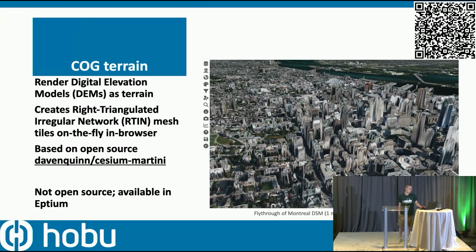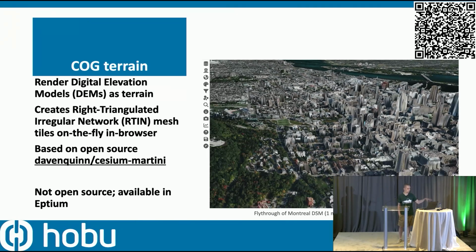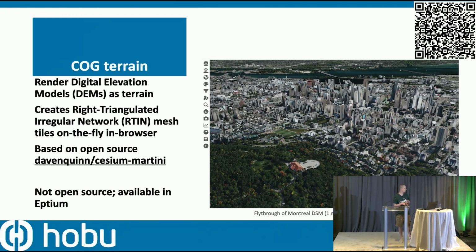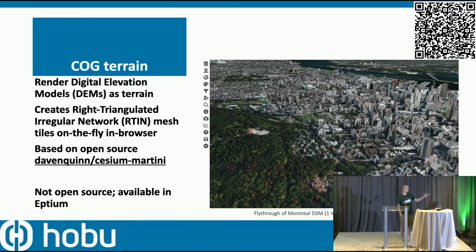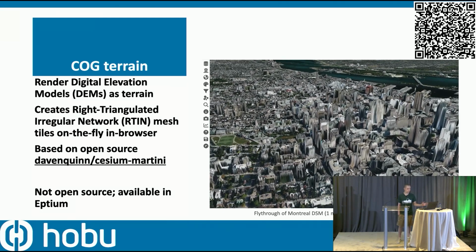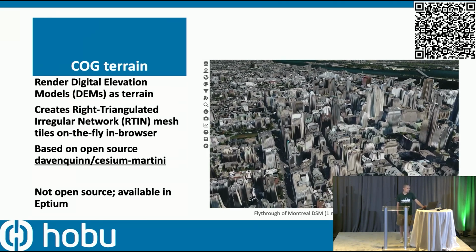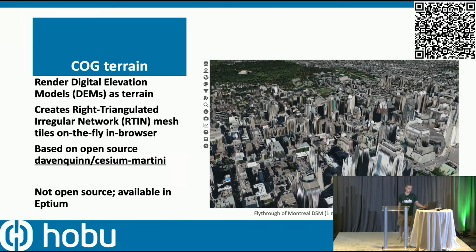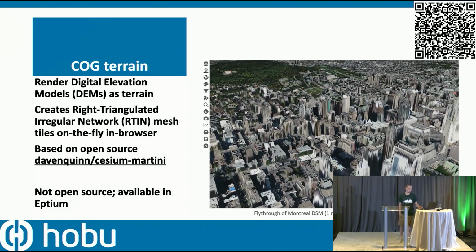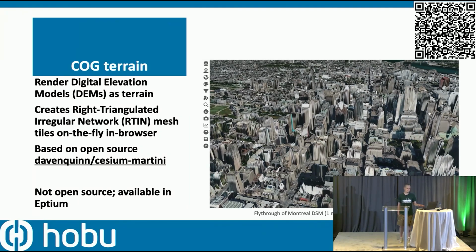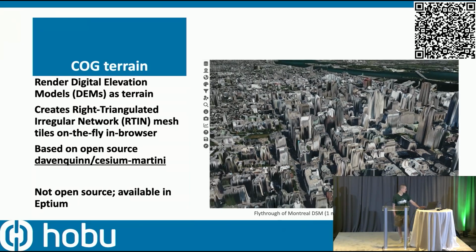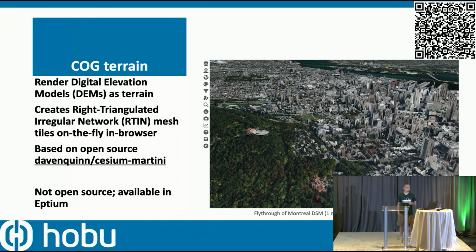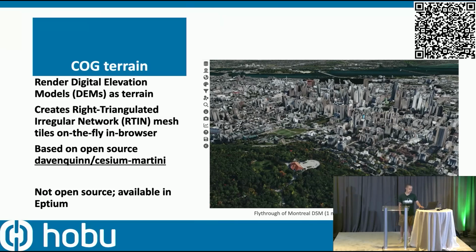And that increased speed enables us to just drop a raster in the browser. It'll fetch all the data from the raster, all the source elevation data, and compute a quantized mesh terrain tile right there in the browser for you. And I say it's based on Cesium Martini because we did adapt it to work with arbitrary rasters and coordinate systems, which is not something that we've open sourced at this moment, but it is available in Eptium, or in the Eptium viewer, for you to use with any of your own COG data.